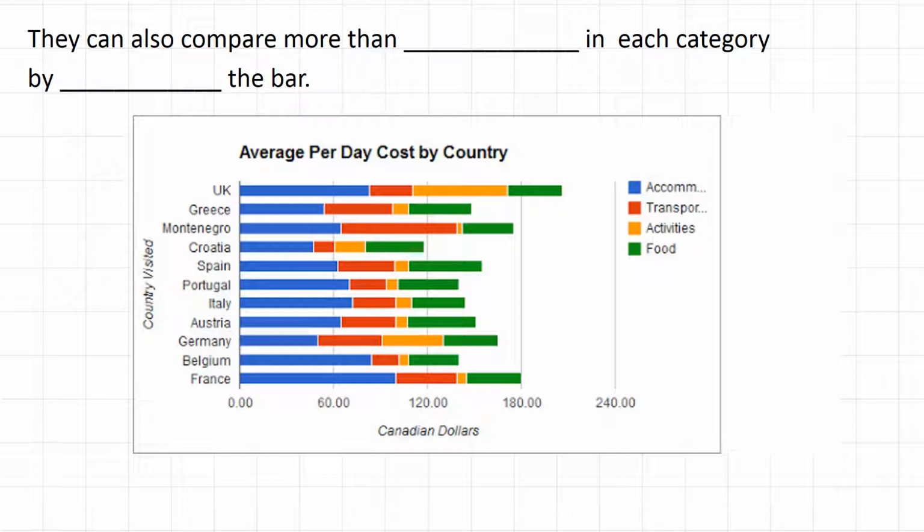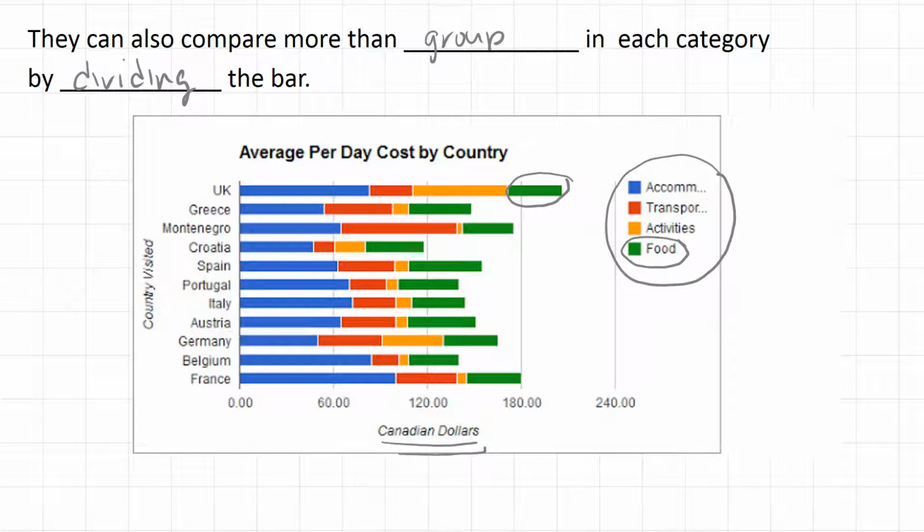So they can also add more information by comparing more than one group in each category. And in the last example, we had the double bars to do that. Here, they've color-coded every single bar using different colors with this index right here. So they've divided the bar up into many pieces, and each piece has a meaning. So for example, in this one, the green refers to how much food costs in Canadian dollars if you visit the UK.